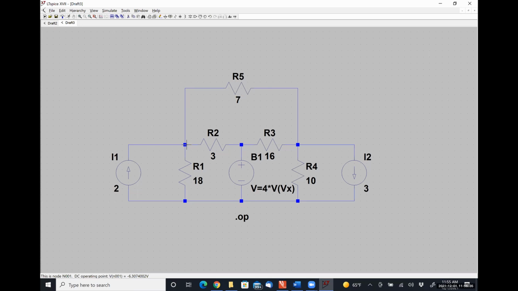Maybe I was wrong. Wait, 1, 2. Where's node 2? Okay. Yeah. 1, 2, 3, 4. Yeah, there we go. All right. Anyway, if we tried to run this simulation right here, we're going to get an error.